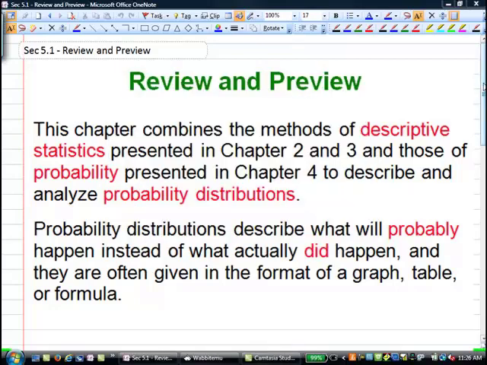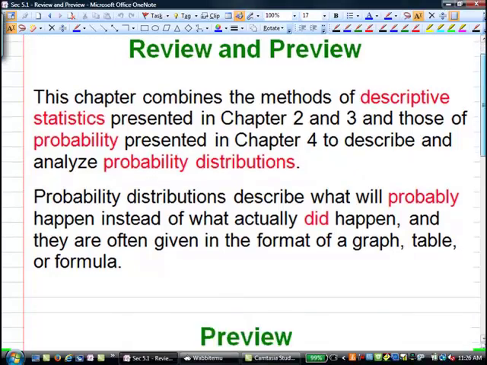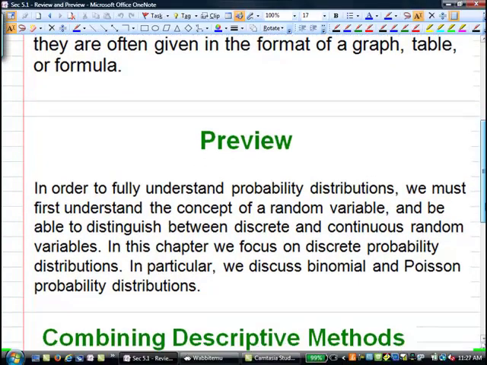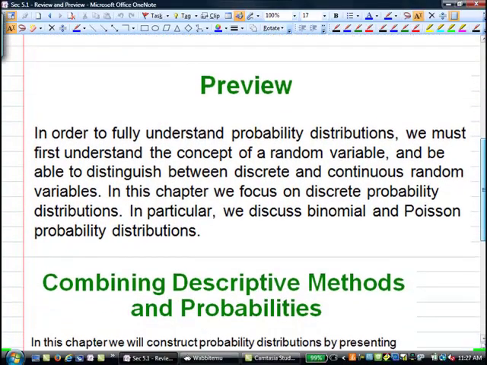You can see these descriptions given in the format of a graph, a table, or a formula. For 5.2, what we're going to be doing today, we will be using predominantly tables. And in 5.3 and 5.4 we'll be looking at formulas more than tables. In order to fully understand probability distributions, we must first understand the concept of a random variable and be able to distinguish between discrete and continuous random variables.